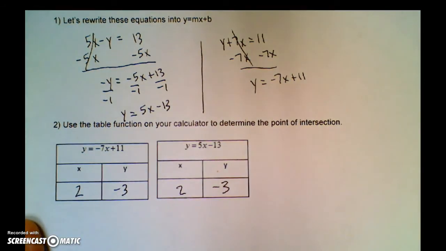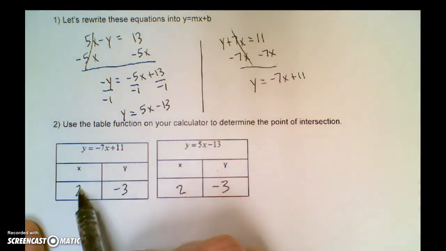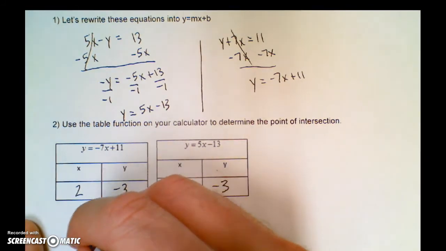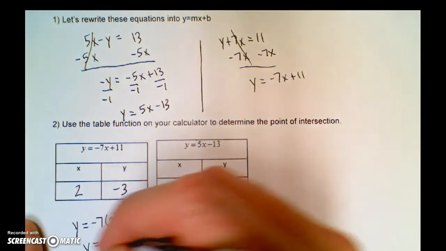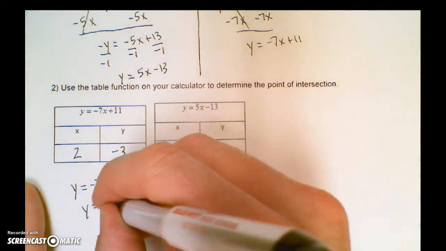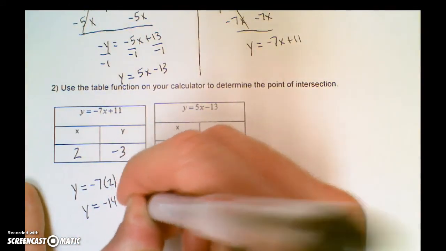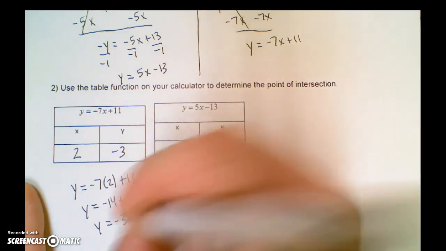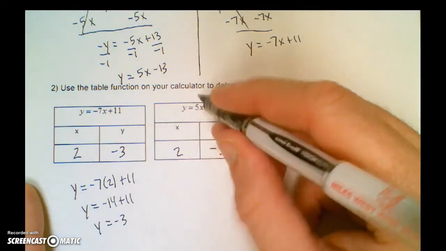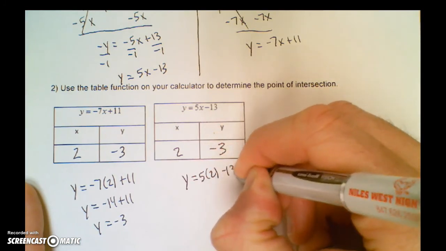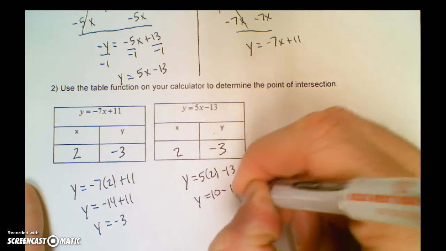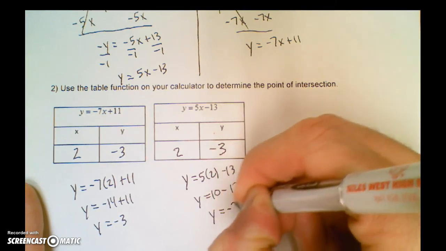And just to prove this to you, plug it in. If I plug in 2 for x into this equation, and I solve, I get y equals negative 7 times 2, which is negative 14, plus 11. So it gives you y equals negative 3. In this equation, when you plug in 2, 5 times 2 minus 13, 10 minus 13, y equals negative 3.